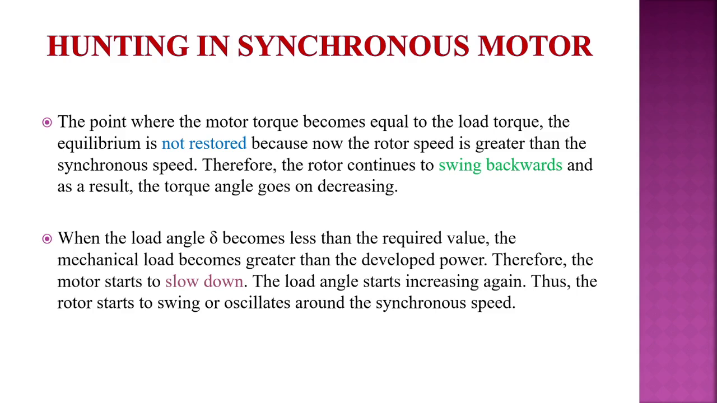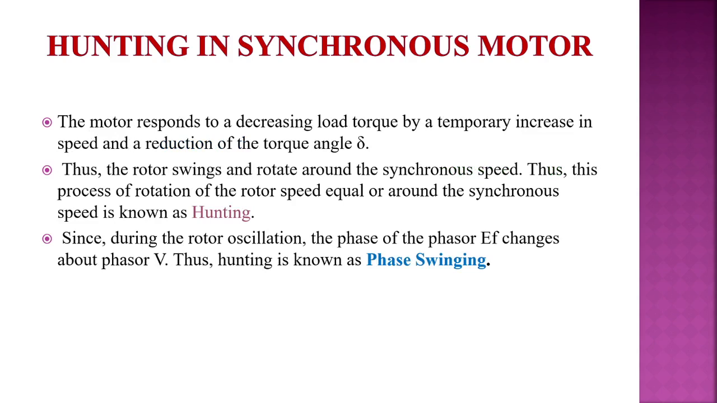When the load angle delta becomes less than the required value, the mechanical load becomes greater than the developed power. Therefore, the motor starts to slow down. The load angle will start increasing again. Thus, the rotor will start to swing or oscillate around the synchronous speed. Now, the motor will respond to a decreasing load torque by temporarily increasing speed and reducing torque angle delta. So this is done on a temporary basis. Now the rotor will swing and rotate around the synchronous speed. This process of oscillation of rotor speed around the synchronous speed is called hunting.